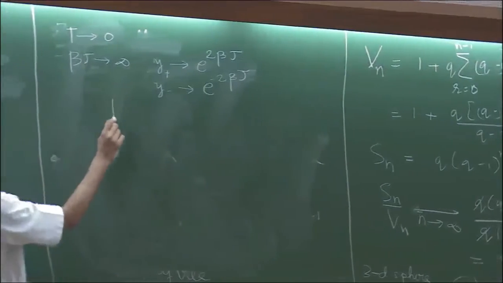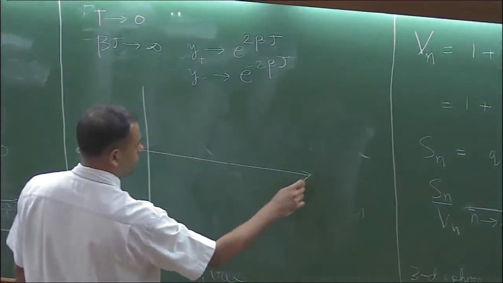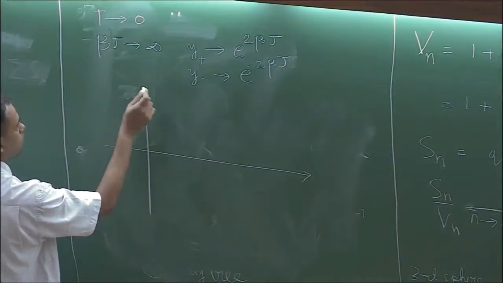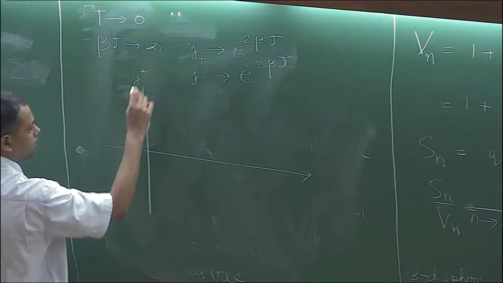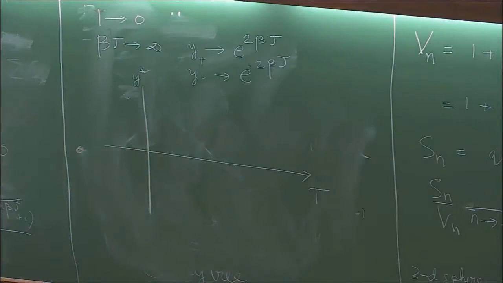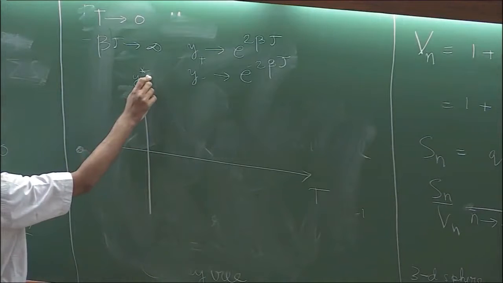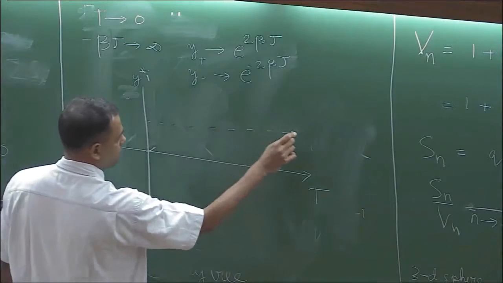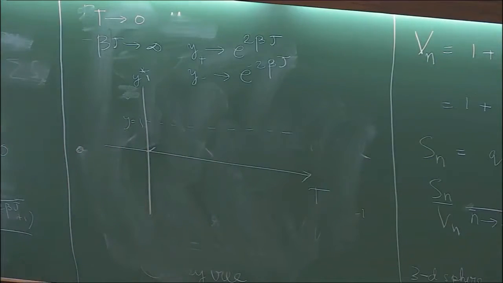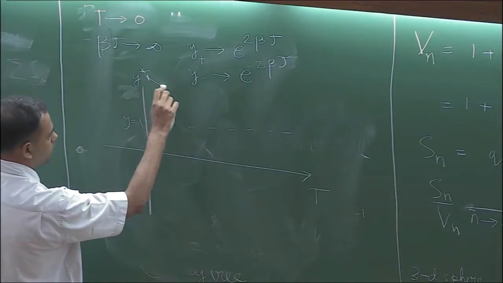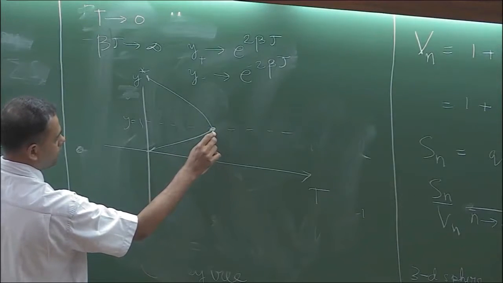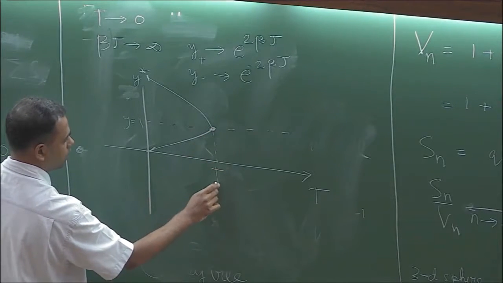So if I were to plot y star, all the roots, as a function of temperature: for T going to 0, there is one root somewhere here, one root somewhere here, and one is always y equal to 1. As you increase temperature, the fixed points become smaller, and at some point they join at some value. Let me call this value Tc for the time being.